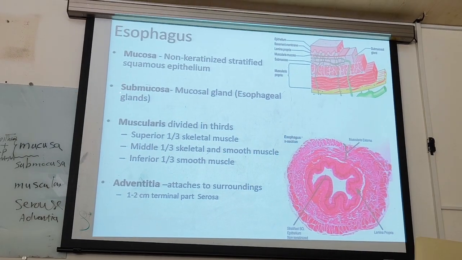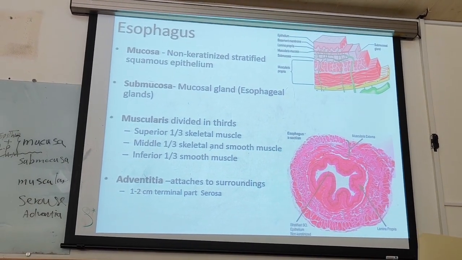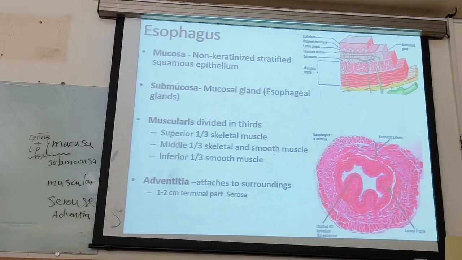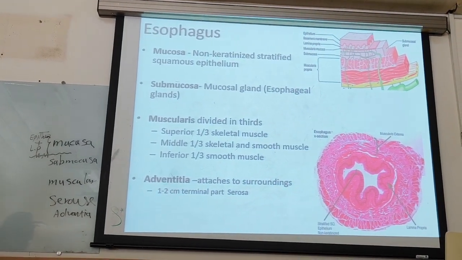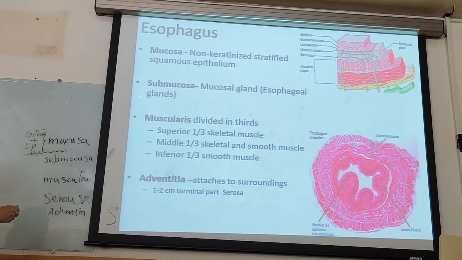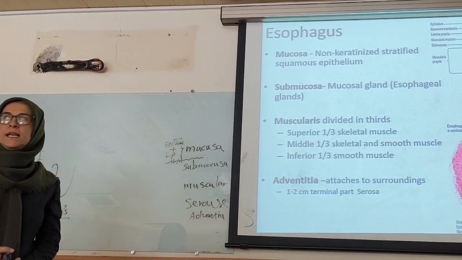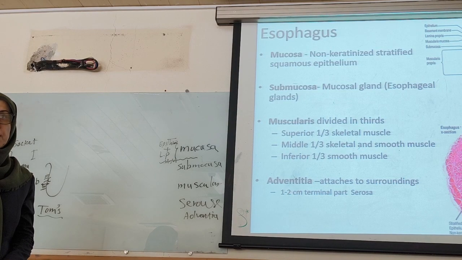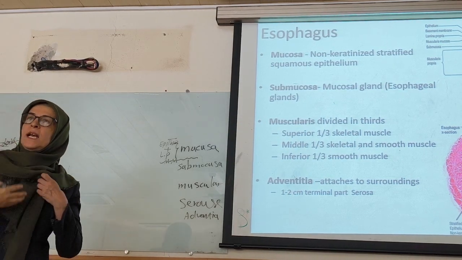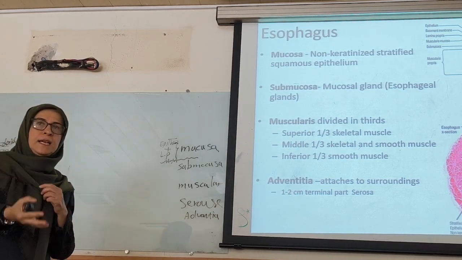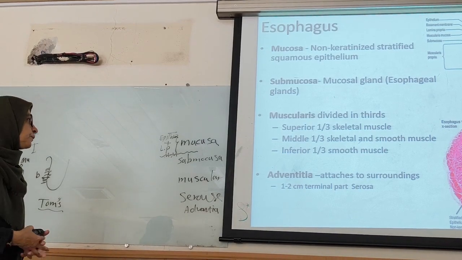The submucosal layer in the esophagus has special structures as esophageal glands that are mucous cells. I will explain the mucous gland and mucous cells for you in the next session.